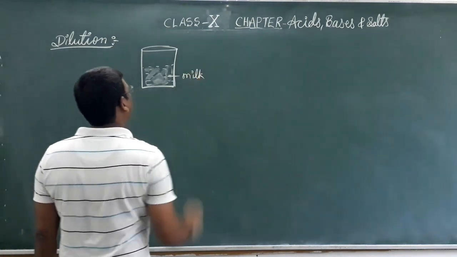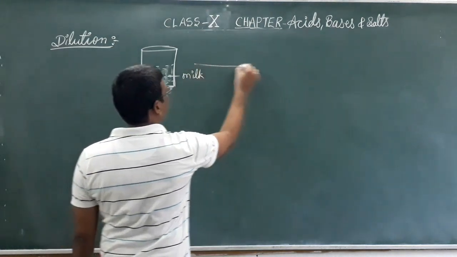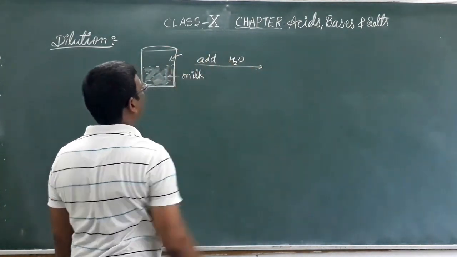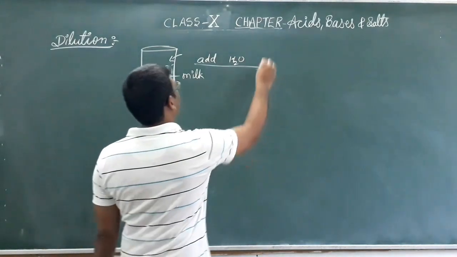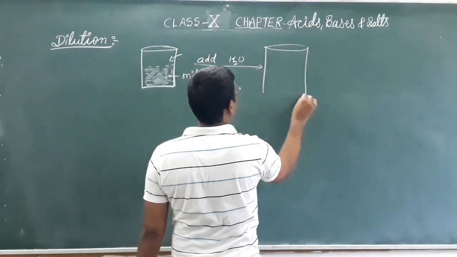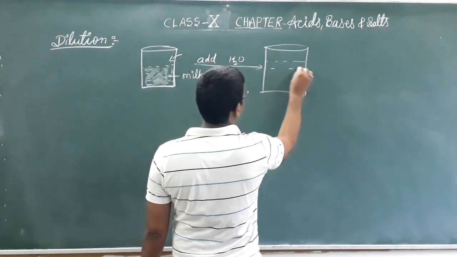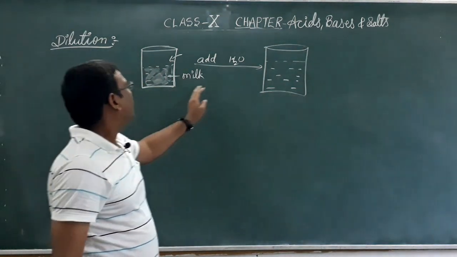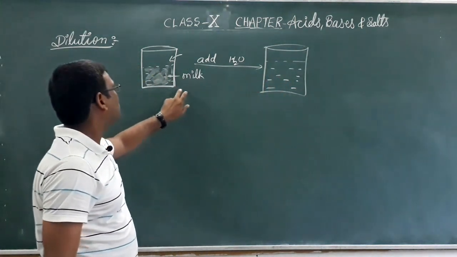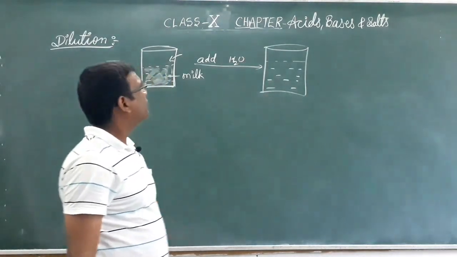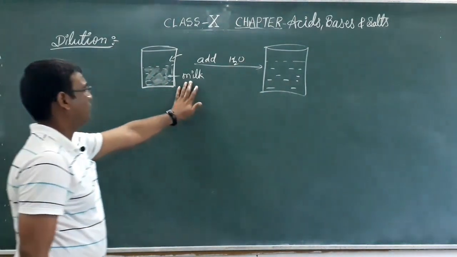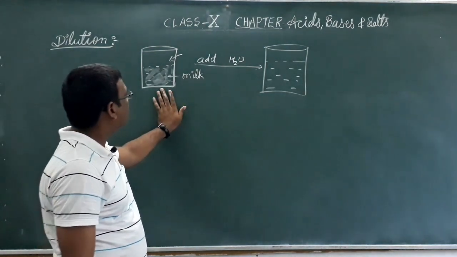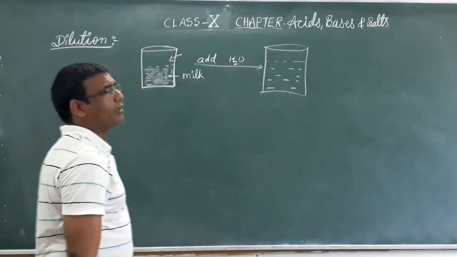Now if you add water in this milk, then of course the level of milk or the level of solution will increase. If the level of milk or mixture or solution is increased by adding water, you may say that you have diluted the milk which was present in this container. Okay, so this is called dilution.